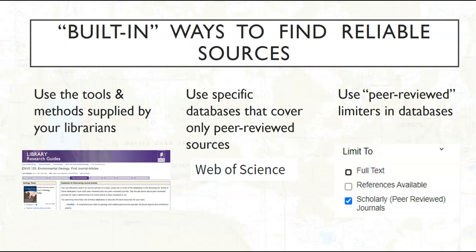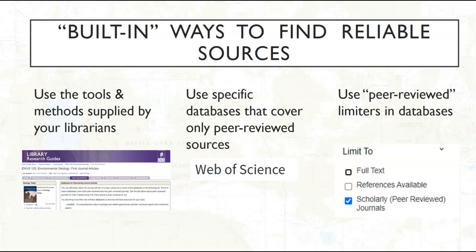The second way is to use databases that cover only peer-reviewed sources. Web of Science is an example of one of those databases. Other databases, such as GeoRef and the Academic Search Complete database, primarily cover peer-reviewed sources, although in both of those some non-peer-reviewed material is included as well.